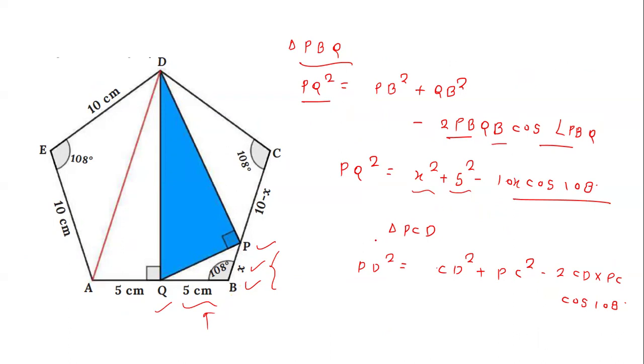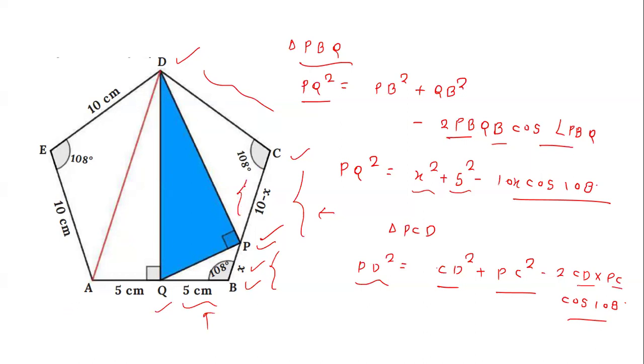And you look at the triangle PCD, like this is P, this is C, and this is D. So we can write PD square as CD square plus PC square, so this is CD and this is PC, minus 2 times CD, PC and cos of the angle between them. So we can write this.